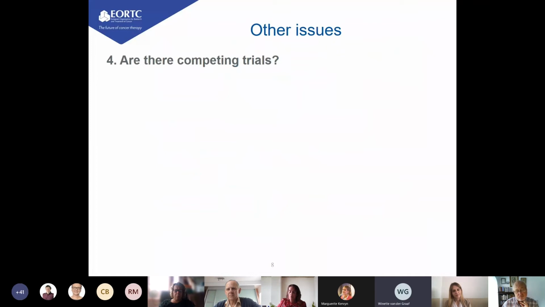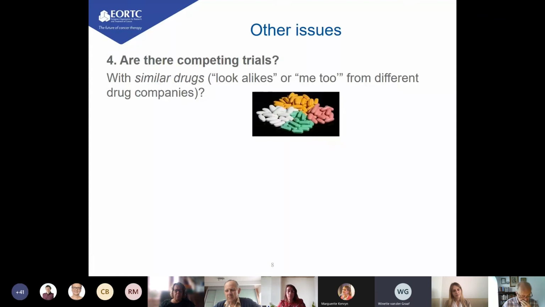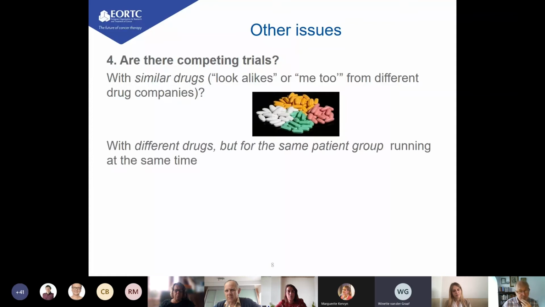Other things are also important. Are there competing trials? That's important when industry asks you, but also when you want to do a trial yourselves. Because sometimes there are similar drugs, like checkpoint inhibitor A or checkpoint inhibitor B, and you can't run these studies in parallel because they are directly competing, as you can see here.